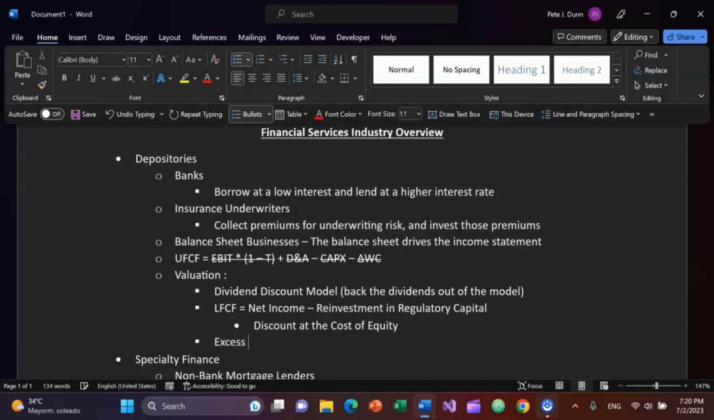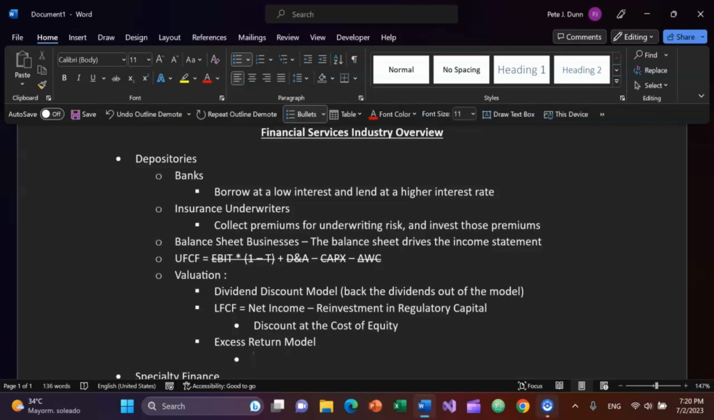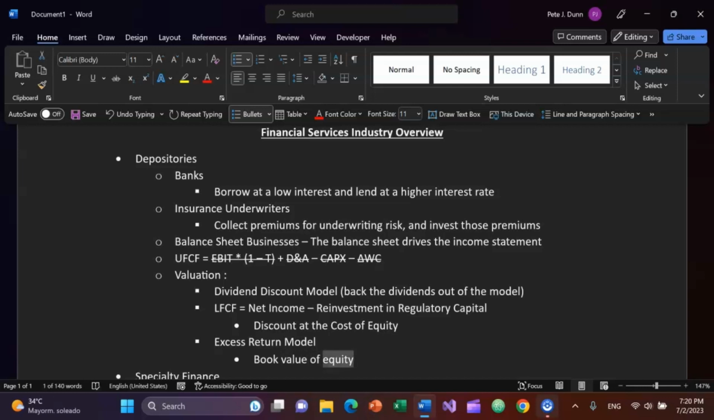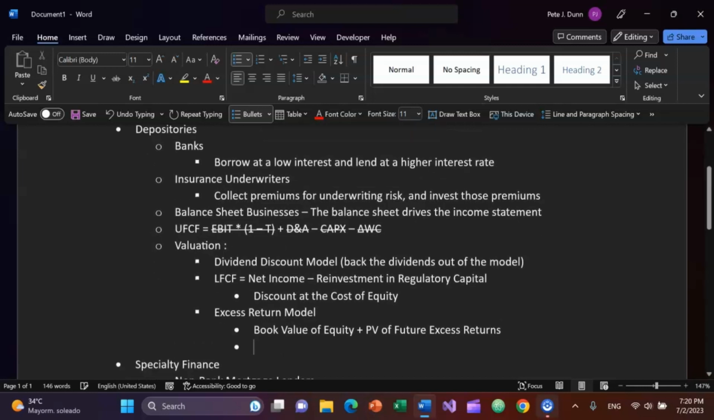Another option is the excess return model. And that is the book value of equity, right? Let me fix that. Make those capital. Plus the present value of future excess returns. Alright, so those are some of the options.